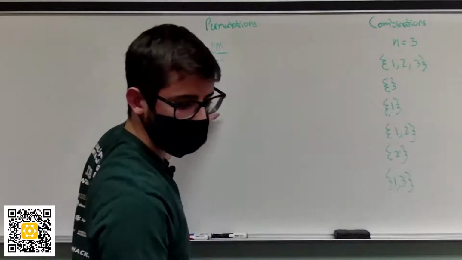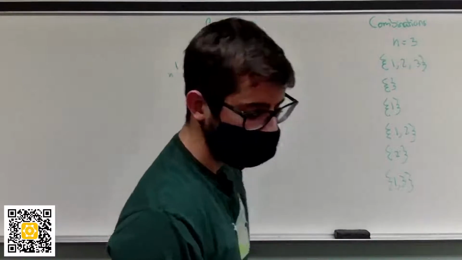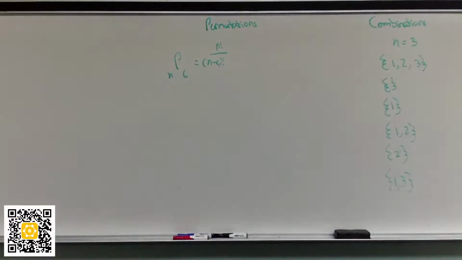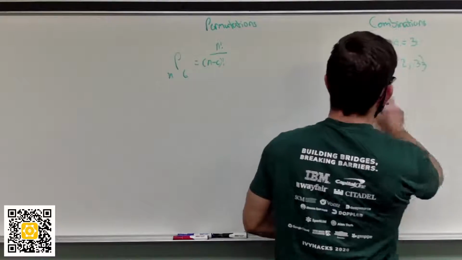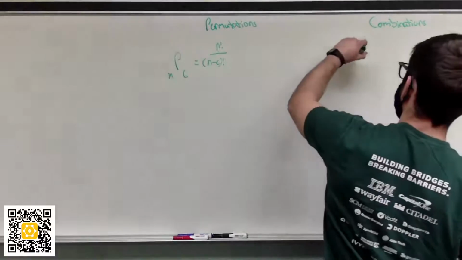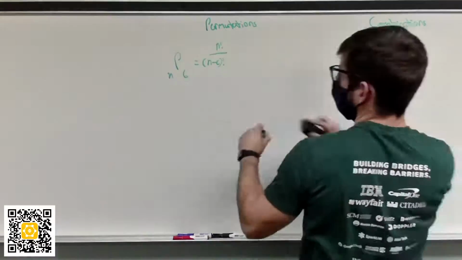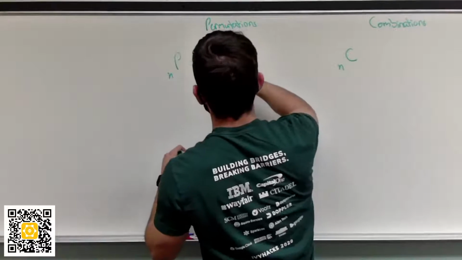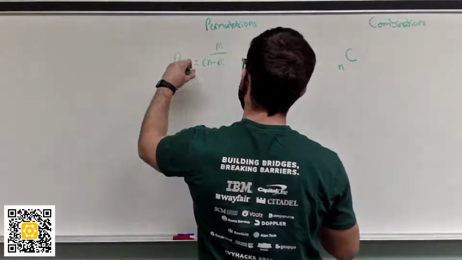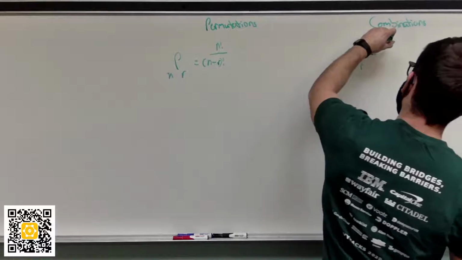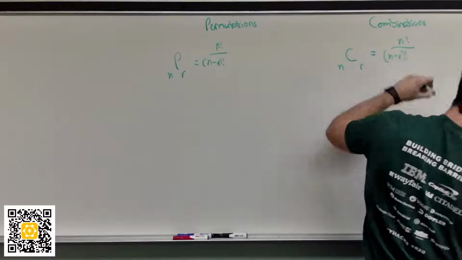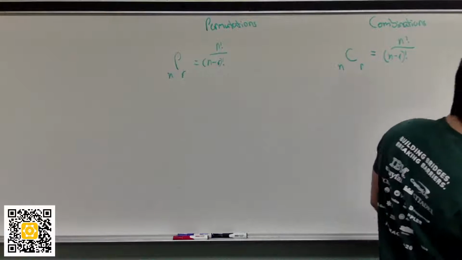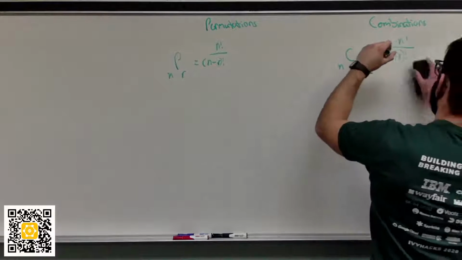N factorial, n minus... oh, it's exactly that, cool. And then combination. Combination is a little bit different. They have this as R, so I guess I'll change it to R as well. N factorial, n minus R factorial, then times R.